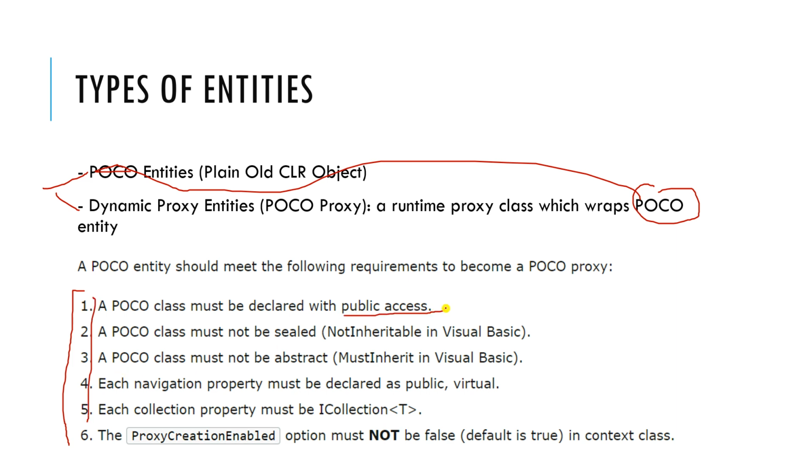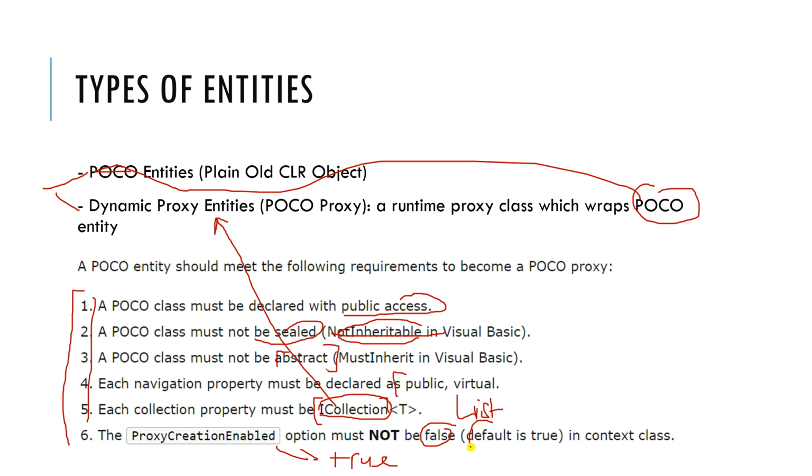First, it is public access. The class must not be sealed, not inheriting in VB, and not be abstract, and its navigation properties must be declared as public or virtual, and its collection must be ICollection. A collection we can list as our practice, but only ICollection can change to dynamic proxy entity. And the property ProxyCreationEnabled must not be false, in other words, it is true. And here is the default in the context class.